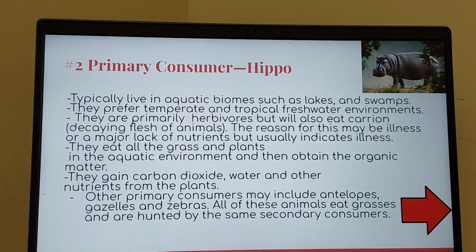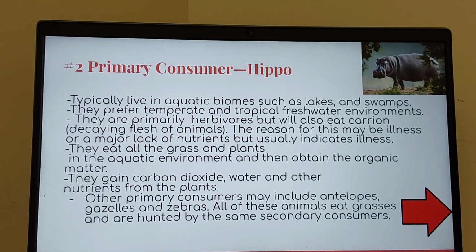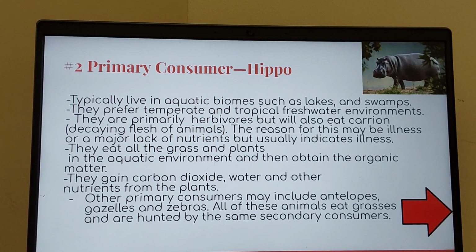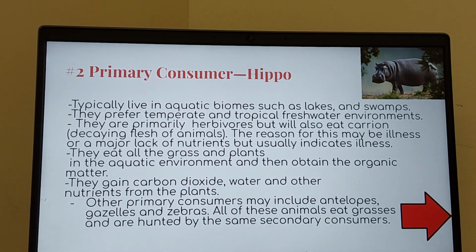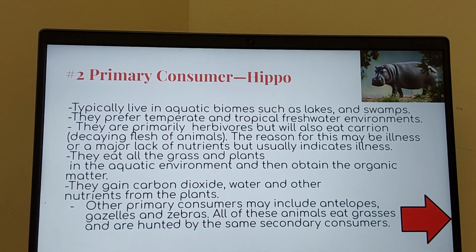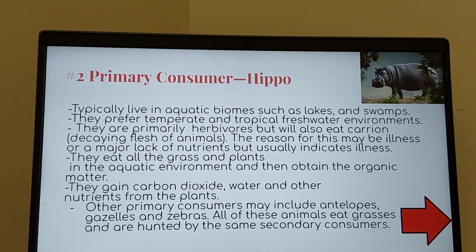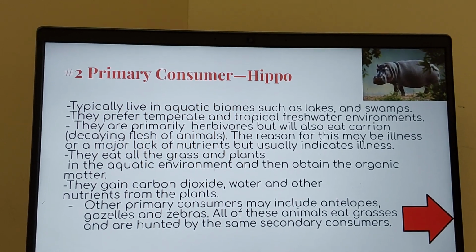They eat all the grass and plants in the aquatic environment and then obtain the organic matter. They will gain the carbon dioxide, water, and other nutrients from these plants. Other primary consumers may include antelopes, gazelles, and zebras. All these animals eat the grasses and are hunted by the same secondary consumers.